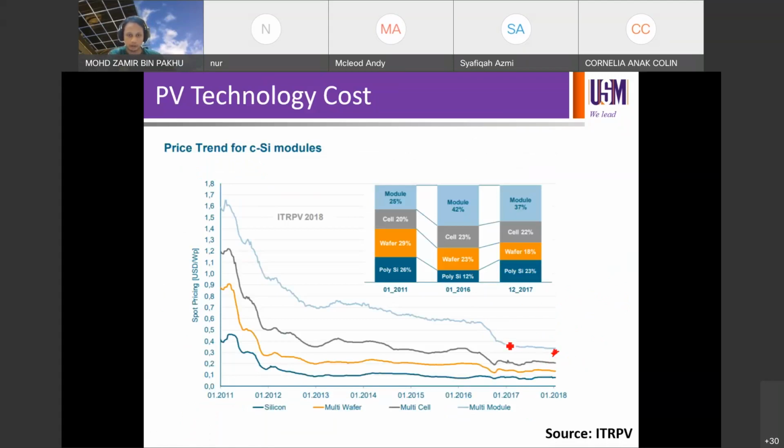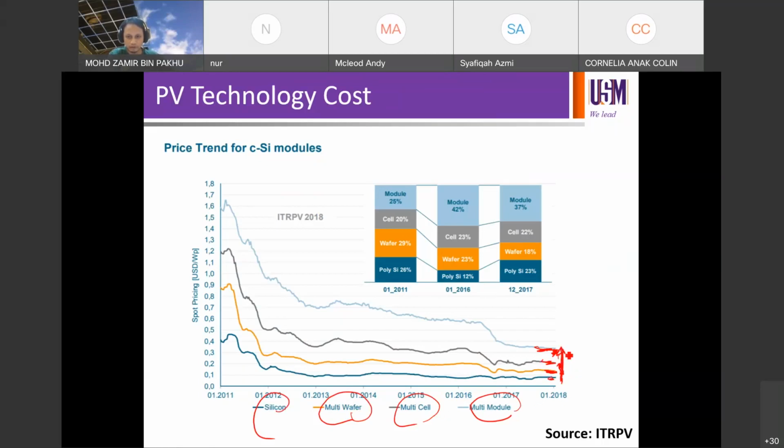You can see the legends here. Here is the price of the panel, and if you go down here is the price of the solar cell inside the panel. So it's slightly cheaper than that. If you go down here, orange is the cost of the wafer inside, and then the cost of silicon eventually, right? Silicon makes the wafers, wafers make the cell, cell makes the module.